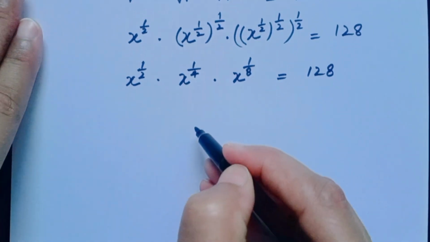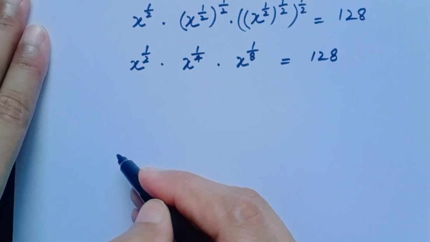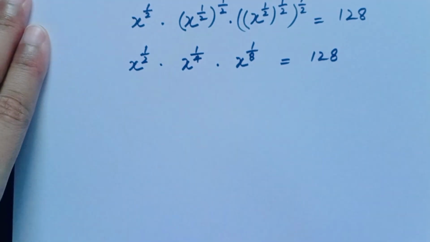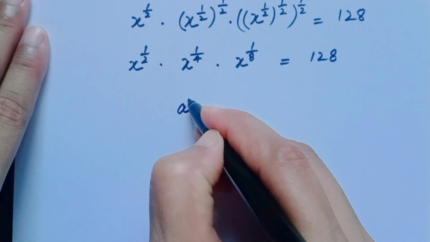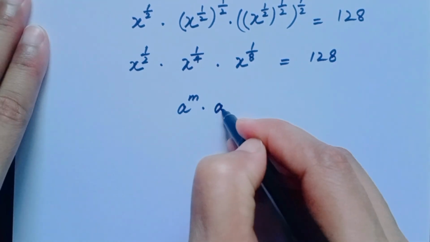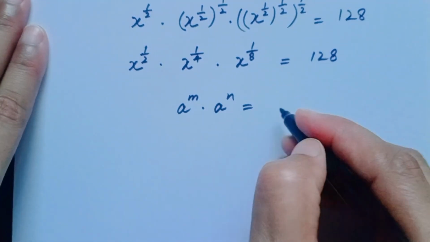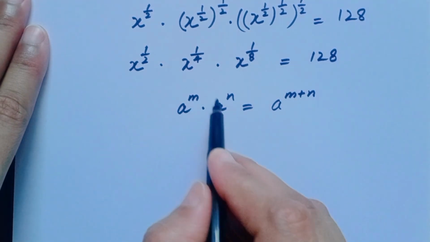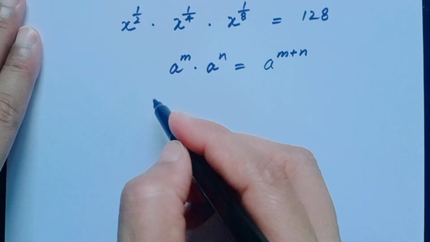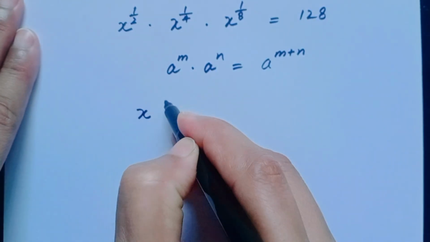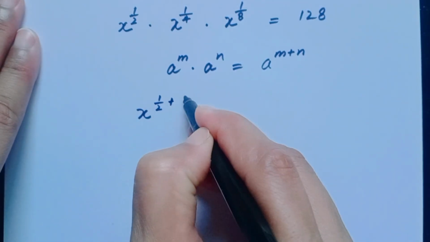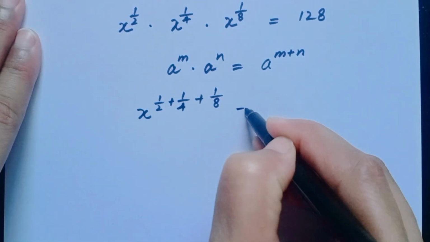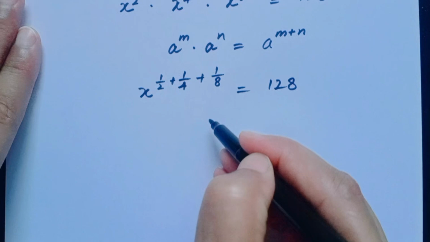So in the next step, we know a very well-known property of exponents, that if we have a power m times a power n is equal to, we can add their powers, a power m plus n. We are going to use the same property here in our next step. So we can add these powers, x power 1 over 2 plus 1 over 4 plus 1 over 8. All three powers we have added is equal to 128.